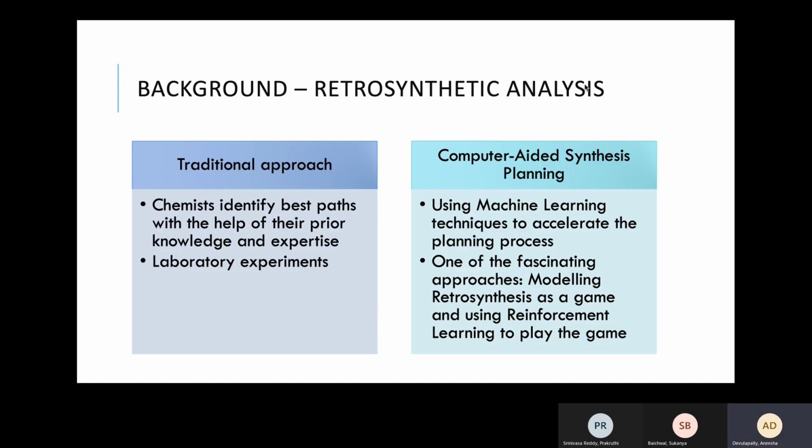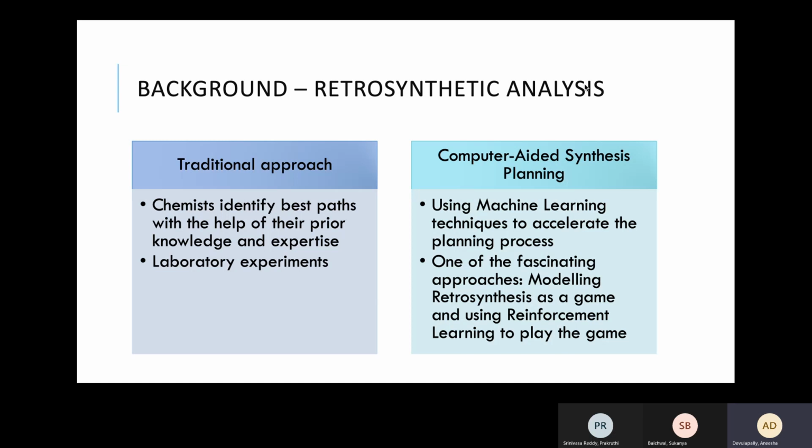There are different approaches for solving the retrosynthesis problem. The traditional approach is chemists identifying the best paths manually with the help of their expertise and prior knowledge and by conducting laboratory experiments. And with recent advances in AI, ML, and deep learning, there are computer-aided synthesis plannings available, which use ML techniques to accelerate the planning processes.